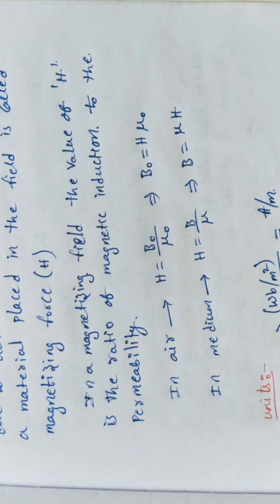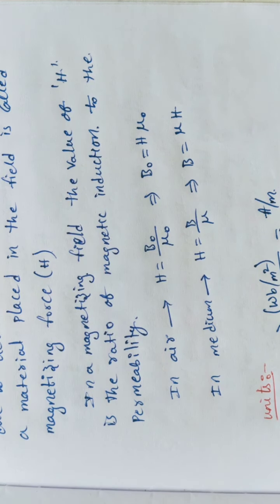Is it clear, students? If we take any medium other than air, then H is equal to B by mu. Therefore B is equal to H into mu. Here mu is the permeability of the given medium. Like this we get a few conditions.